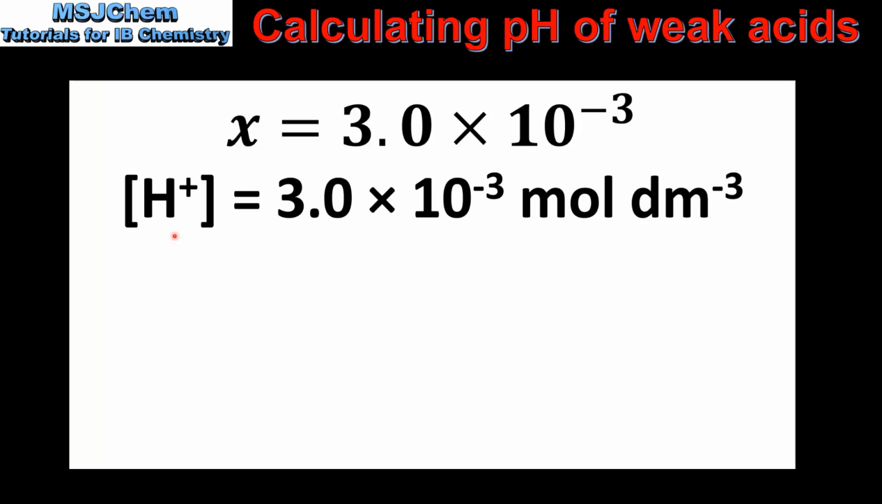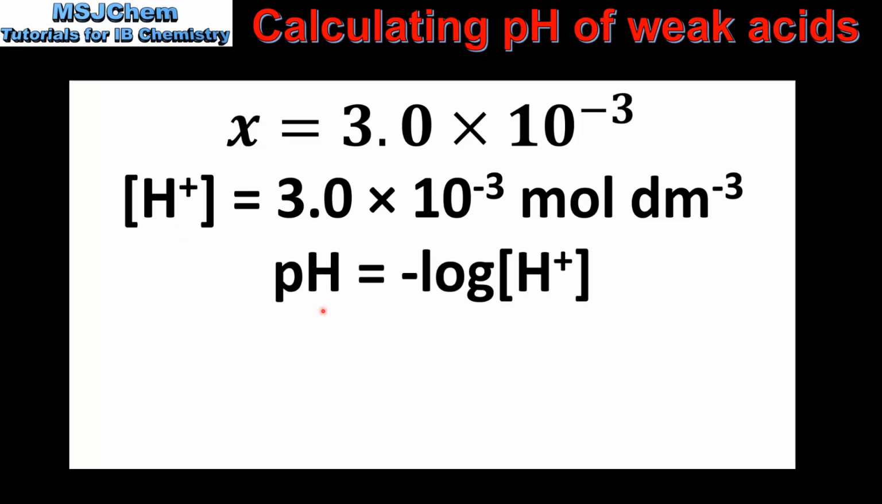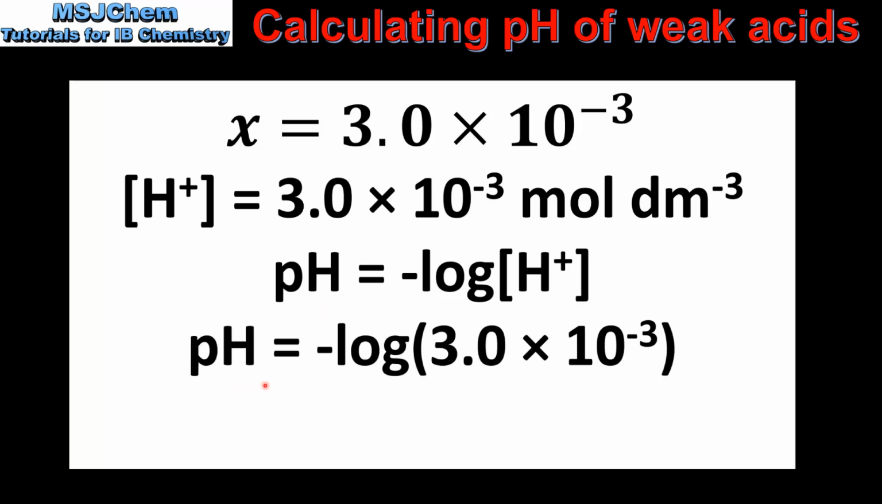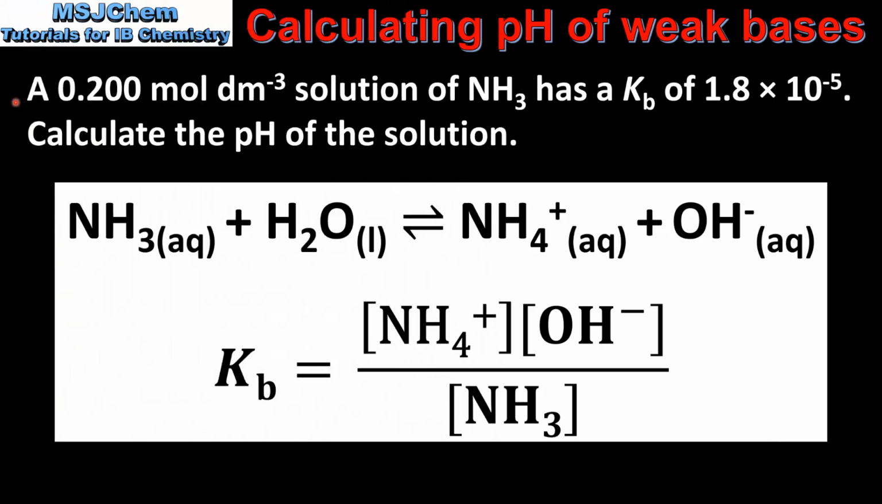In the previous slide, we calculated the value of X, which gives us the concentration of hydrogen ions in solution. Next, we'll use this equation to calculate the pH of the solution. So the pH is equal to the negative log of the hydrogen ion concentration, which gives us a pH value of 2.5. In our next example, we'll calculate the pH of a weak base.